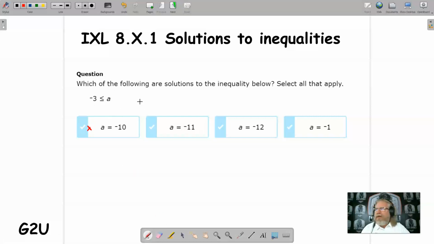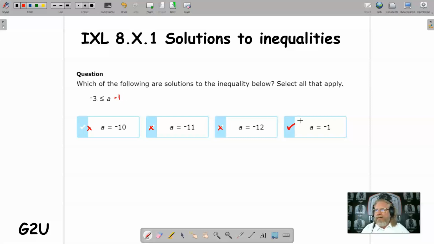And then the next one, you could substitute in -11. Well, is -3 less than -11? Certainly not. -3 is actually greater than -11. So that one's not going to work. The next one is -12. And I don't think things are going to get much better here, because is -3 less than -12? No, -3 is actually greater than -12. So this one doesn't work either. And so apparently it must be the last answer, correct? So we'll substitute in -1. And is -3 less than -1?